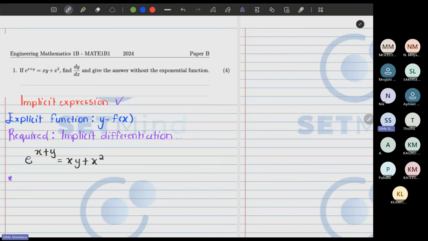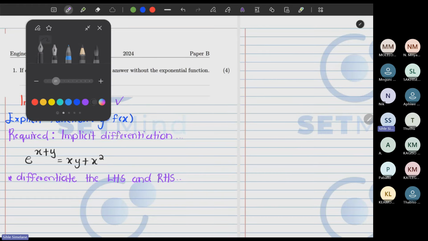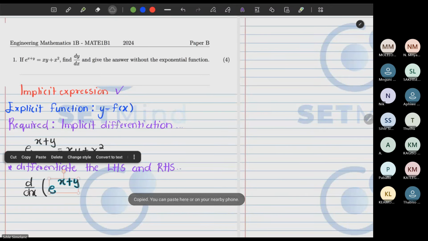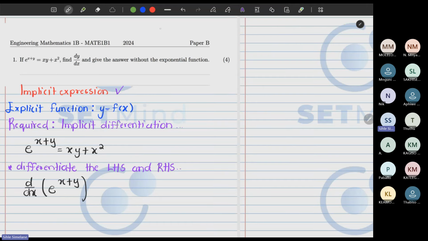Whenever you're dealing with implicit differentiation, what you should remember, guys, is that we differentiate the left-hand side and the right-hand side. So let's go ahead and apply our derivatives. Remember, we are deriving with respect to x. So we'll derive our left-hand side, which is that. I'll copy it, put it here. And what we do on the left, we also should do on the right, so we should do d/dx on the right-hand side.